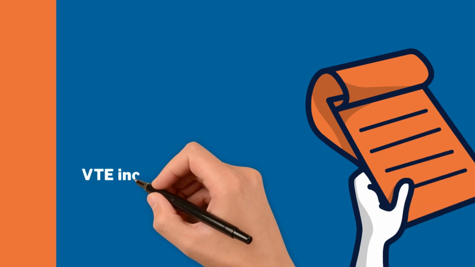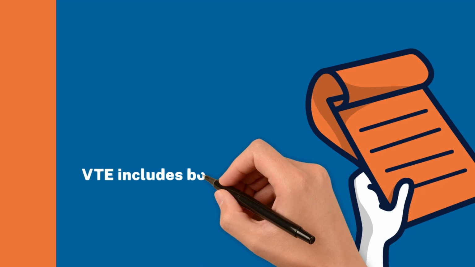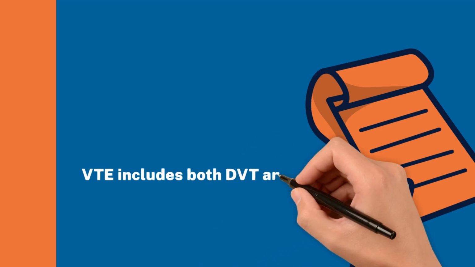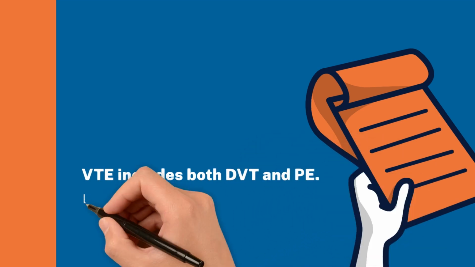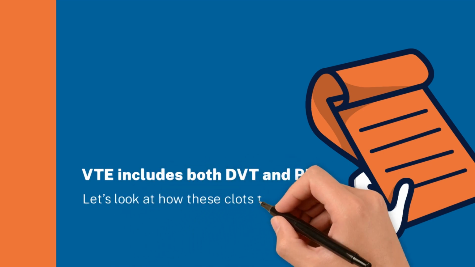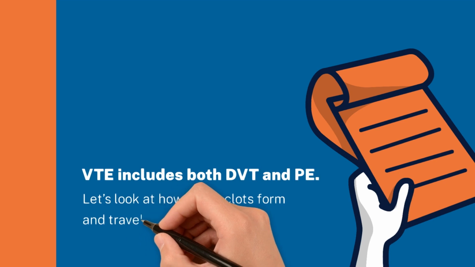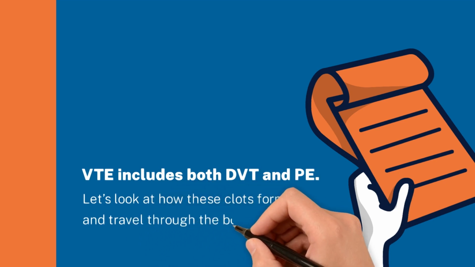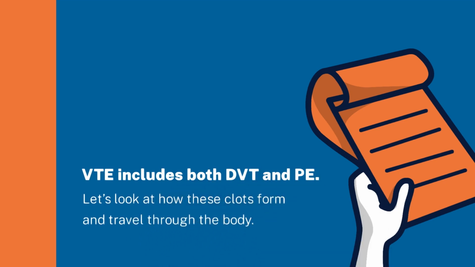So let's go ahead and quickly review. As we know, venous thromboembolism, or VTE, includes both deep vein thrombosis, DVT, that's a blood clot in the legs, as well as pulmonary embolism, PE. Those are blood clots that travel up and get stuck in the arteries of the lung. Why don't we take a second and review how these clots form and travel through the body before we get into some of the treatment details?